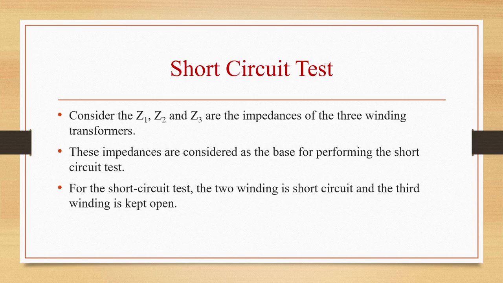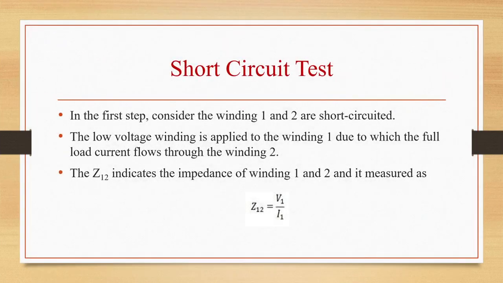For the short circuit test, two windings will be short circuited and the third winding will be open circuited. Okay. Two windings will be short circuited, one winding is open circuited. In the first step, consider windings 1 and 2 are short circuited. So let us consider out of three windings 1, 2, 3, windings 1 and 2 are short circuited, and the third is open circuited. Low voltage is applied to winding 1, due to which full load current flows through winding 2.